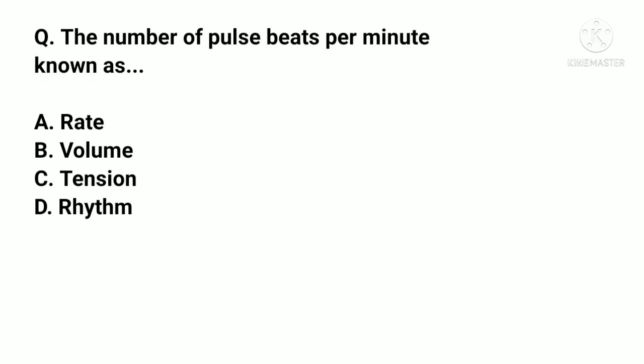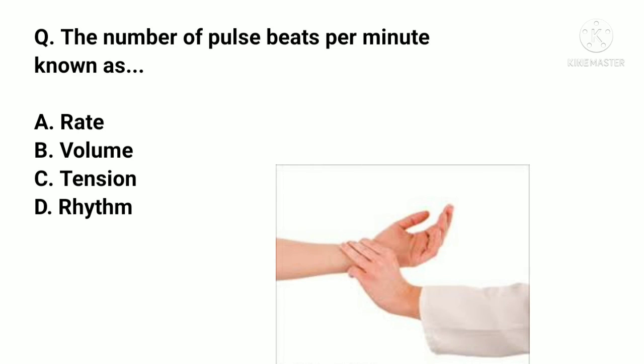The number of pulse beats per minute is known as A. Pulse rate, B. Pulse volume, C. Pulse tension, D. Pulse rhythm. And the correct answer is A. Pulse rate.